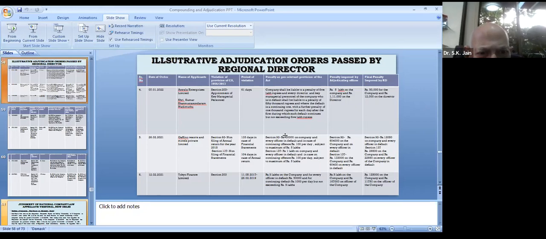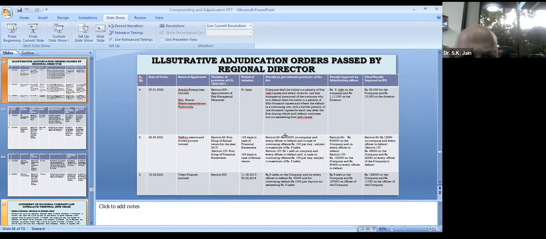Then another order is under Section 203. The penalty imposed by the ROC was 5 lakh on the company and rupees 1 lakh 11,000 on the director. The RD on appeal reduced it, in case of the company from 5 lakh to 50,000, and in case of the director from 1 lakh 11,000 to 12,000.